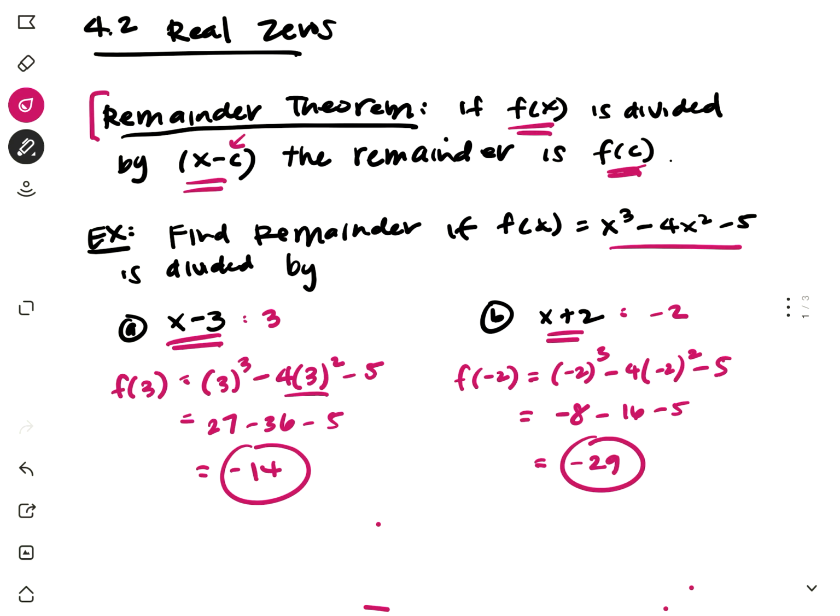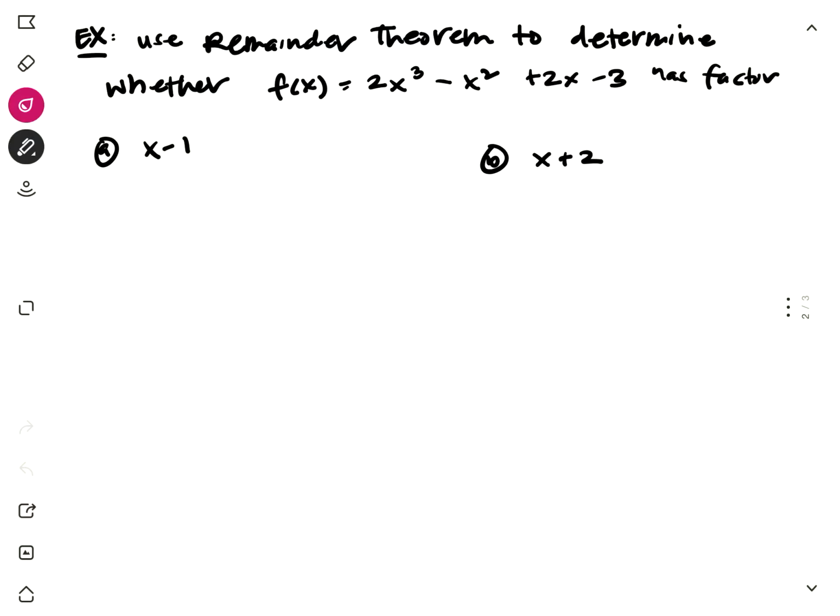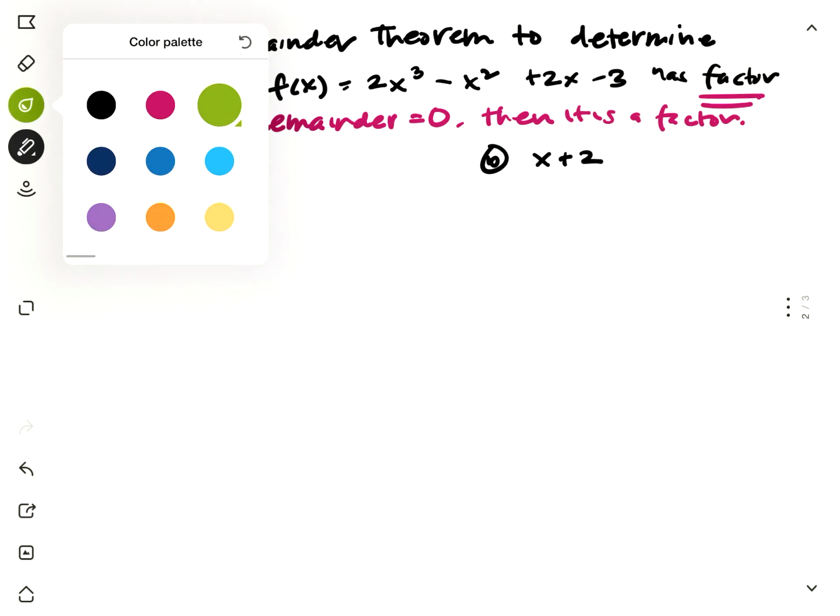Now let's look at why the remainder is important, right? Because otherwise, why would we be doing it? All right, so we use the remainder theorem in order to find factors. Right, so if our remainder is 0, then it's a factor. All right, so we're going to do the same thing we did last time. But this time we're looking for specifically if the remainder is 0.